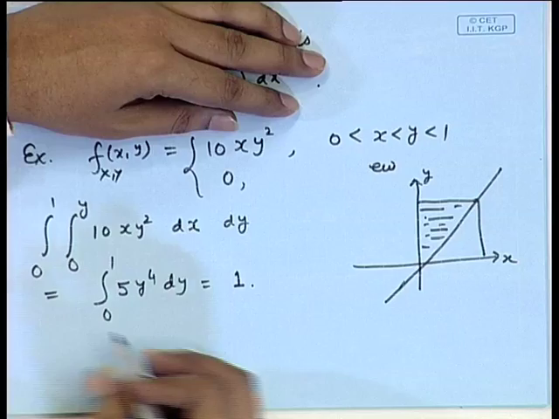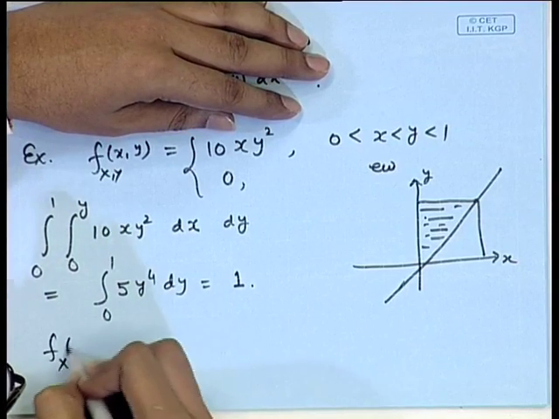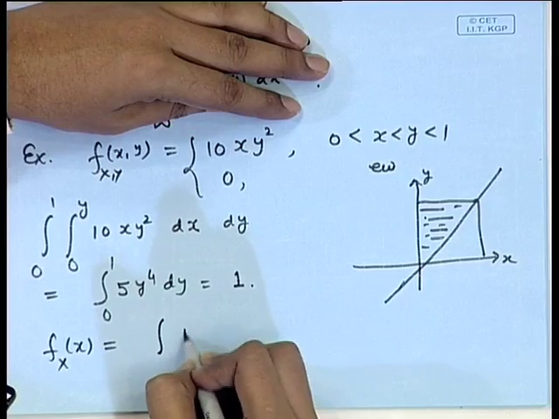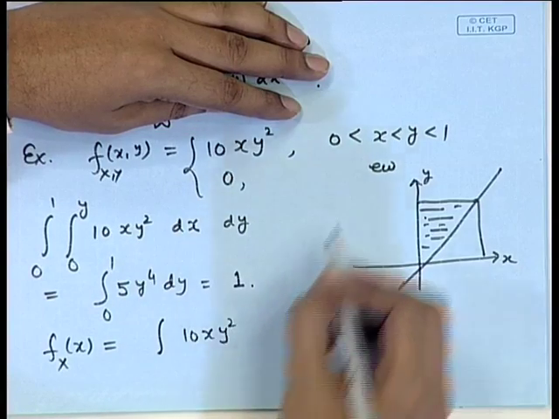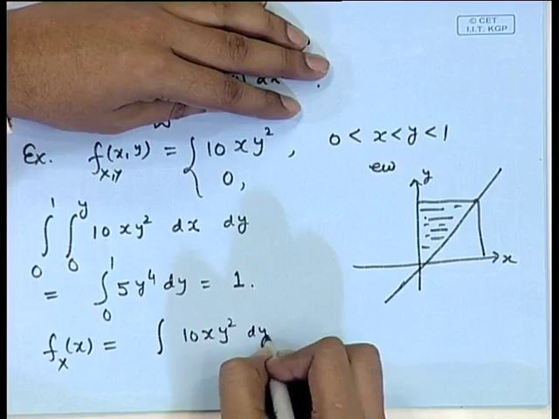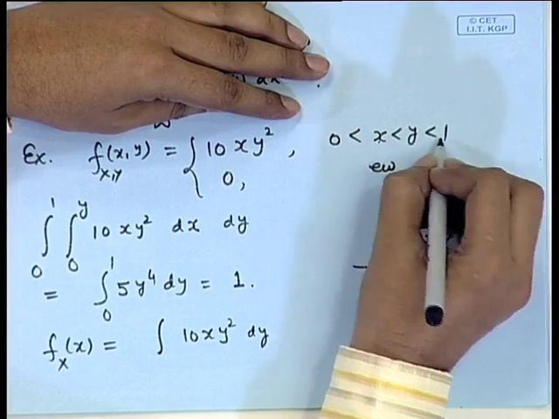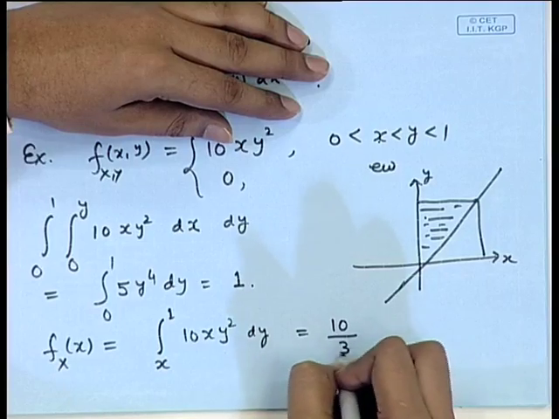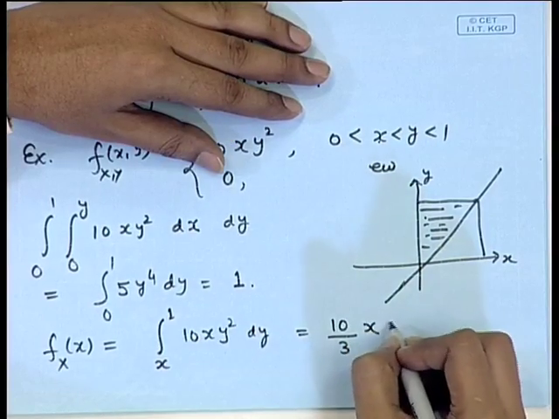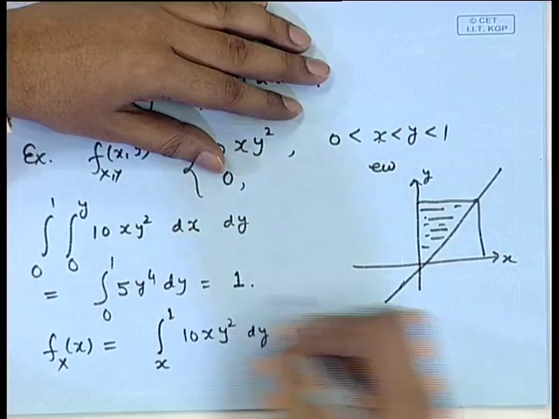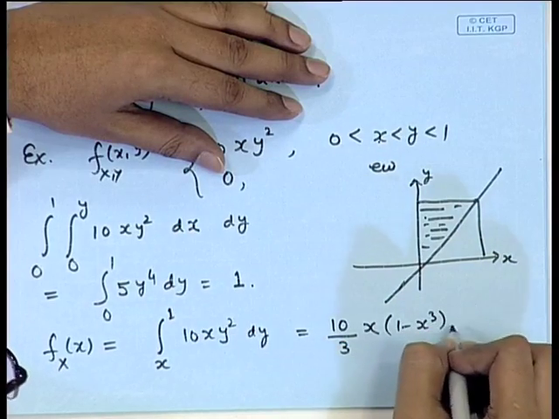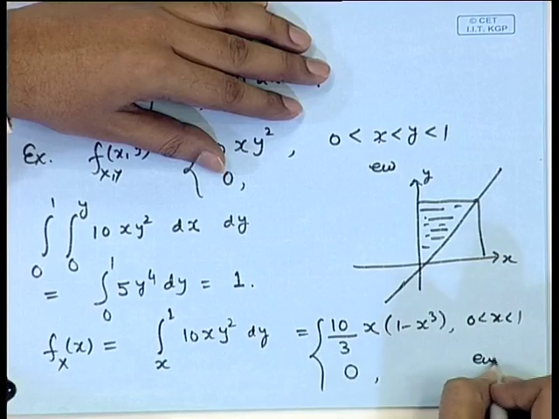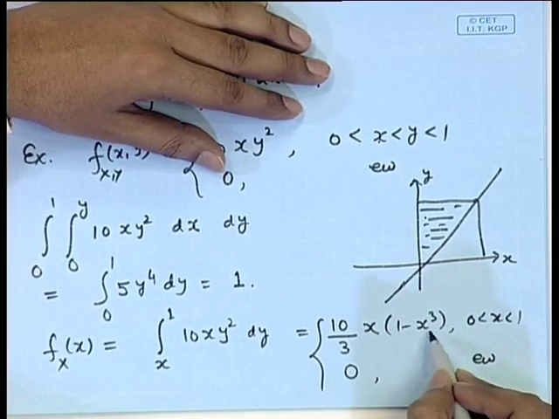We may look at the marginal distribution of x. That is obtained by integrating with respect to y. If we integrate with respect to y, the range of y will be from x to 1. This gives 10 by 3 x into y cube from x to 1, that is 1 minus x cube. So, the marginal distribution of x is given by 10 by 3 x into 1 minus x cube.